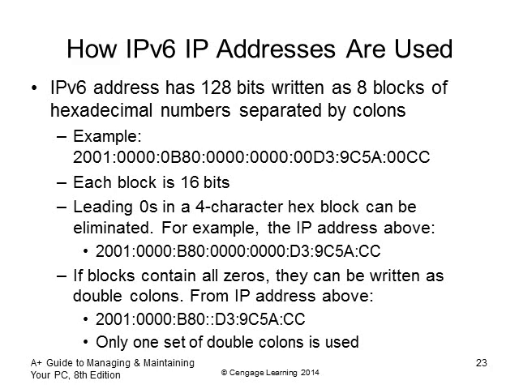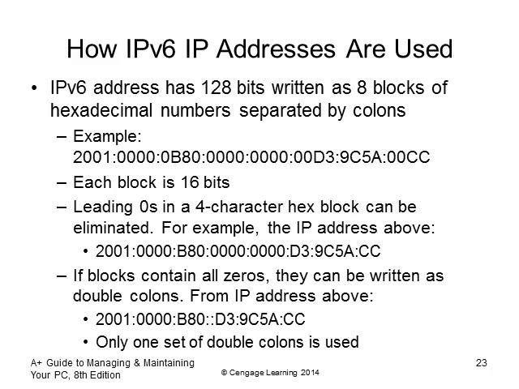IP version 6 IP addresses. IP version 6 has 128 bits and it's written as 8 blocks of hexadecimal numbers, separated by colons. Here's an example: 2001:0000:0B80:0000:0000:00D3:9C5A:00CC. Each block is 16 bits. The leading zeros in a 4-character hex block can be eliminated.